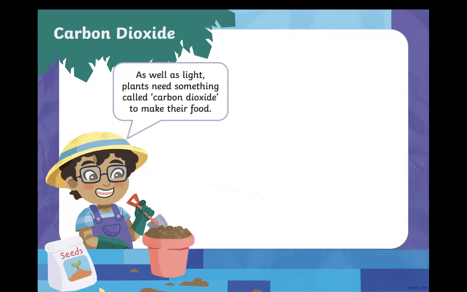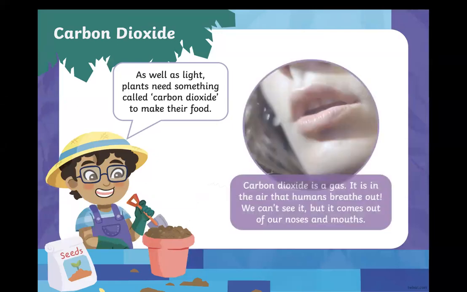As well as light, plants need something called carbon dioxide to make their food. Carbon dioxide is a gas. It is in the air that humans breathe out. We cannot see it, but it comes out of our noses and mouths. So remember I told you, we give out carbon dioxide that plants need. They give us oxygen that we breathe also. We breathe oxygen.